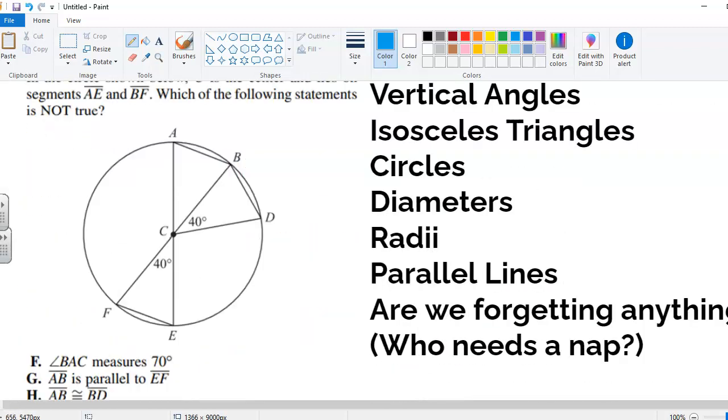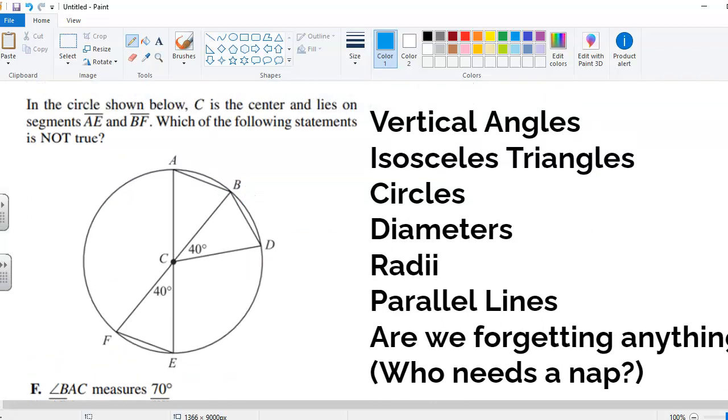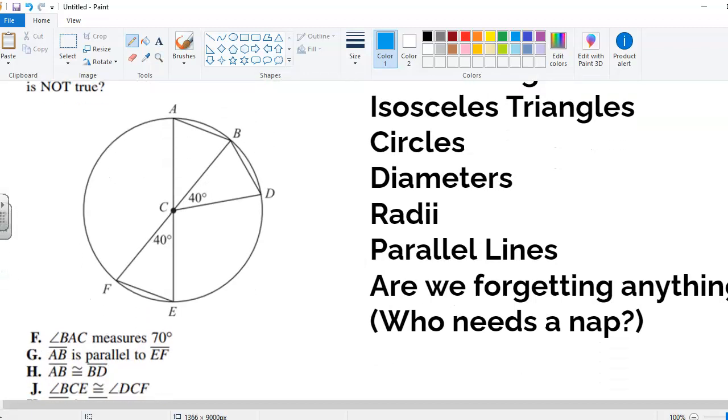Whew. All right, we got to the last question, and the last question is asking what is not true in this diagram, and we have so much going on. This is ridiculous. So let's see what we can come up with. Okay? We have isosceles triangles, circles, diameters, radii, parallel lines. Oh man, everything is going on here. Let's take a quick look.